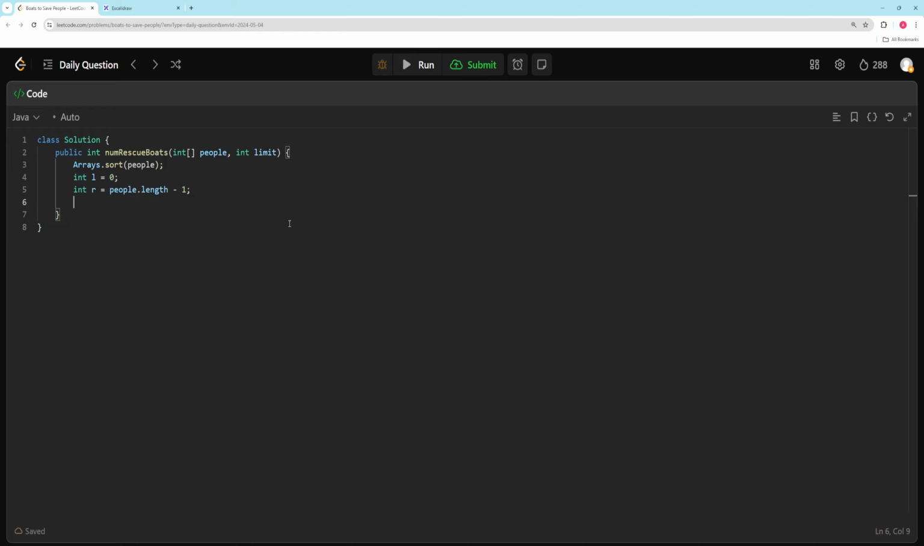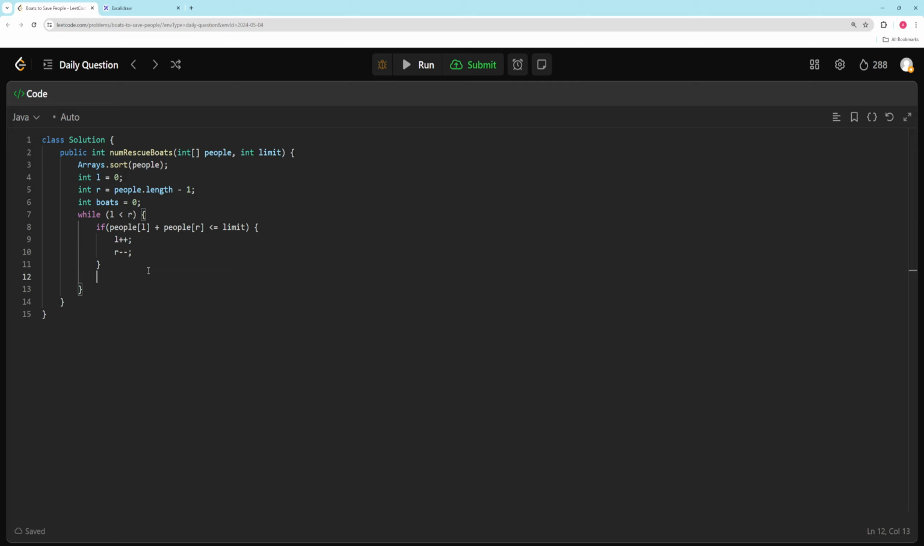So we could say while left is less than right. So basically we have 2 choices, right? If left and right is big enough to fit into 1 boat, then we'll move them both in. Otherwise, we will only take the right guy, and then we'll have a boats. Okay, so we can say if people left plus people right is less than or equal to limit, we will move them both in because we can fit them both.